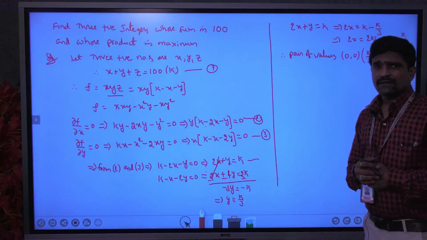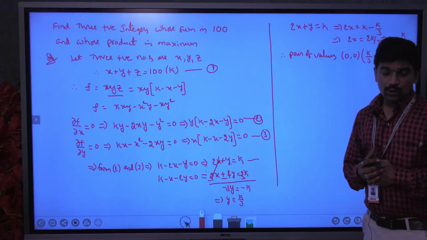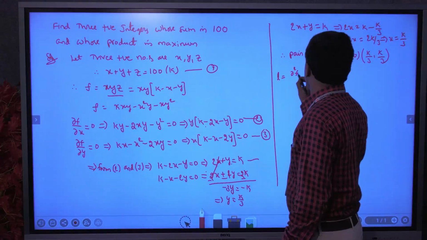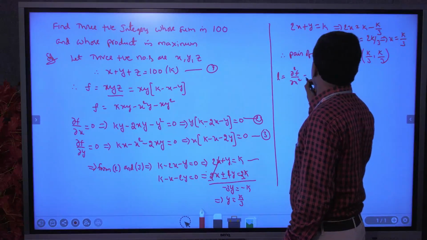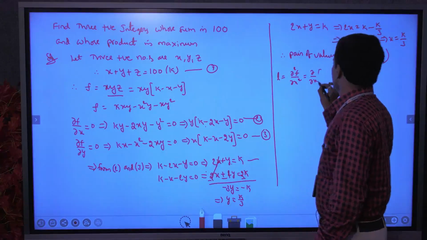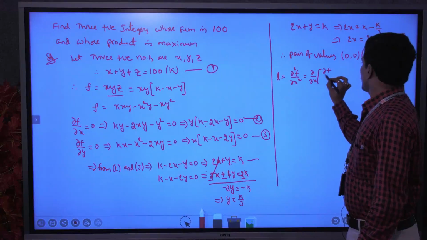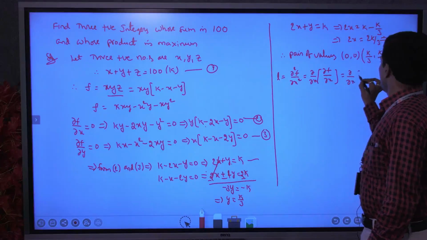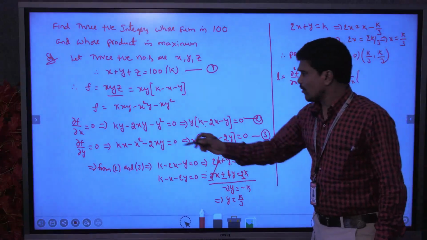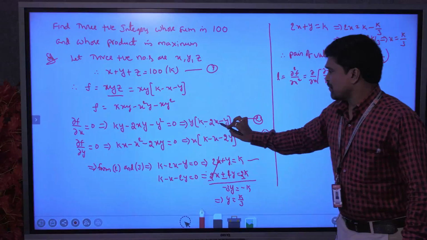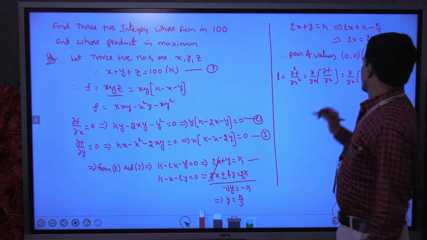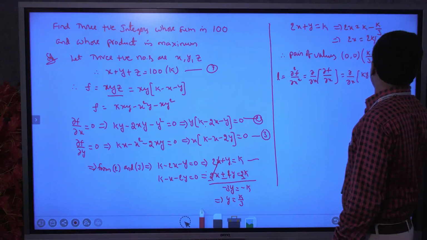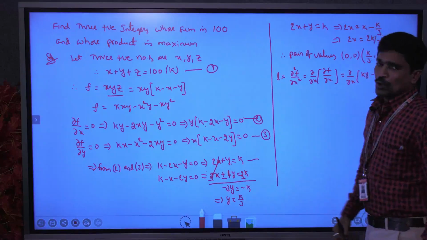Next, find L, M, N. So what is L? L is dou square f by dou x square, which is dou by dou x of dou f by dou x. What is dou f by dou x? Here dou f by dou x is ky minus 2xy minus y square. This is dou f by dou x.